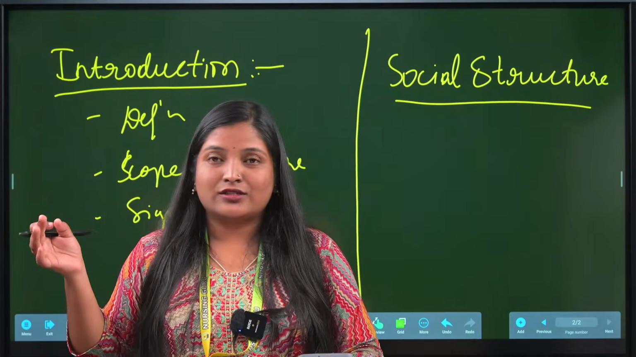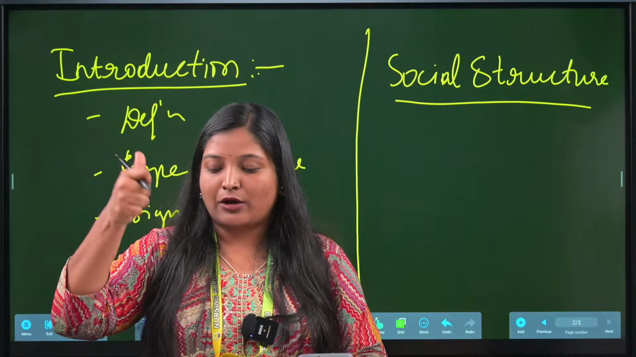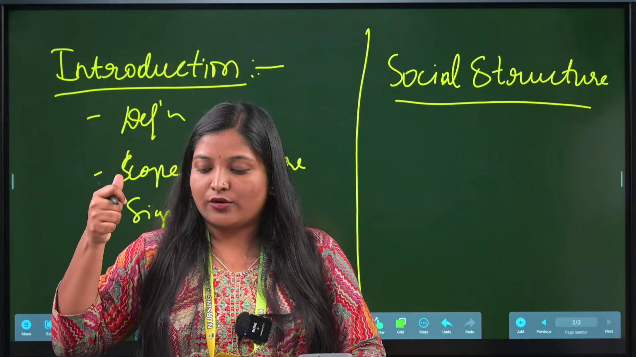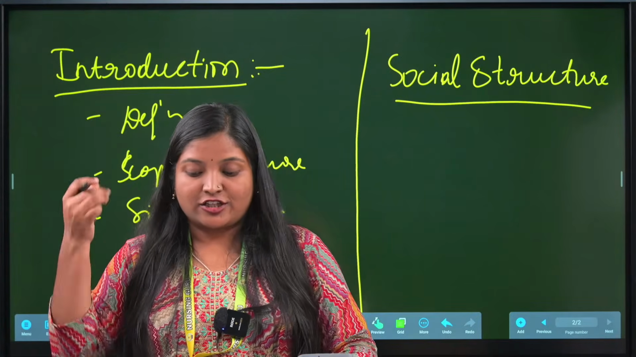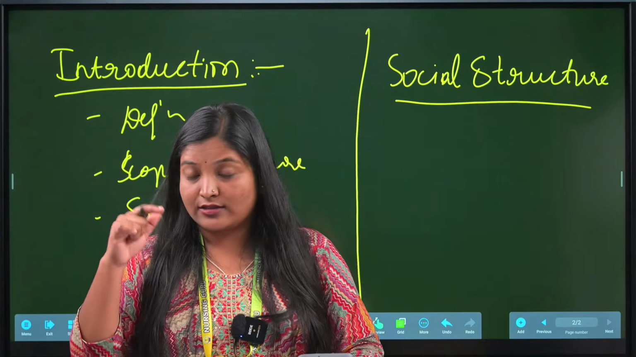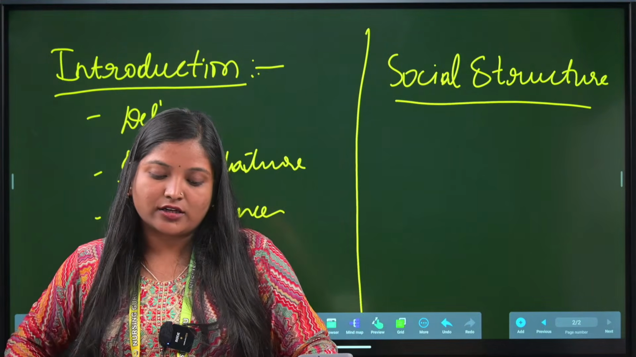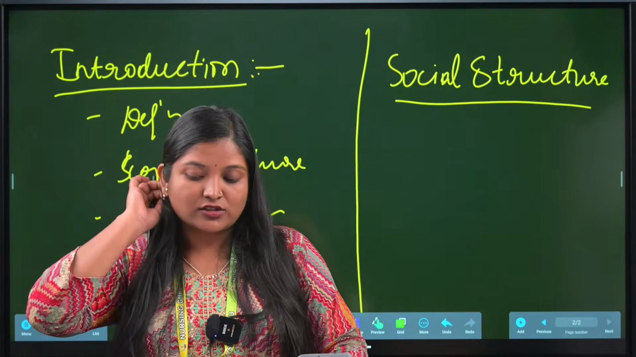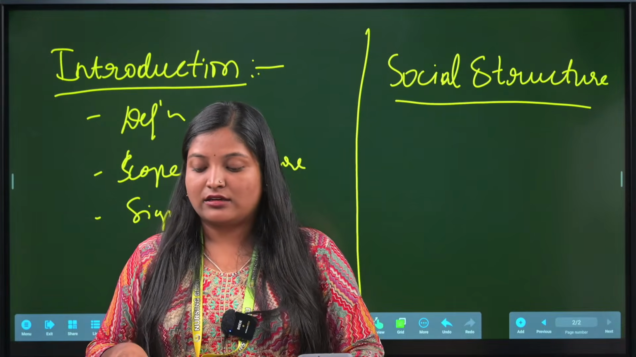Then short notes like write on society, community, personal disorganization, primary and secondary group, in group and out group, cooperation, competition, accommodation, isolation, factors influencing social change. This is very important, factors influencing social change. Next one is the functional theory of social change, the Marxist theory of social change, cyclic theory of social change. These theories you have to focus on.